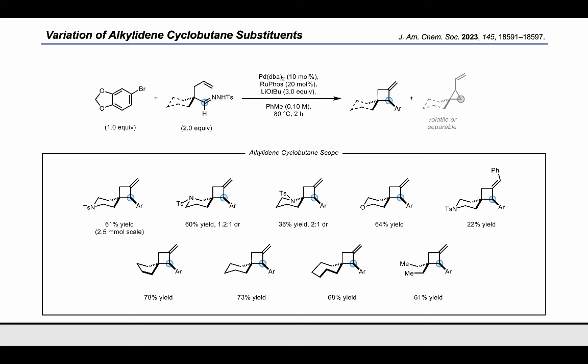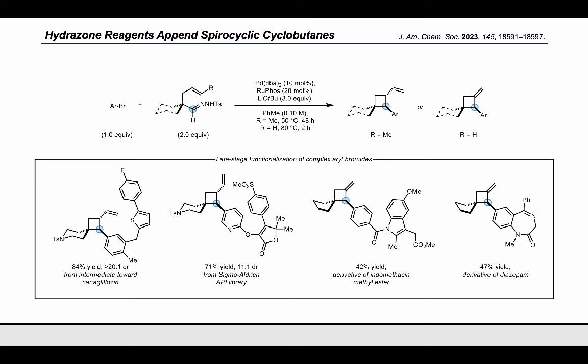We wanted to showcase the functional group compatibility of our hydrazone cross-coupling reactions with complex pharmaceutically relevant aryl bromides. We found that we were able to take an intermediate in the synthesis of canagliflozin and couple a vinyl cyclobutane in good yield and high diastereoselectivity. We also found that we were able to use this pyridine-containing compound from Sigma Aldrich's API library in good yields and good diastereoselectivity.